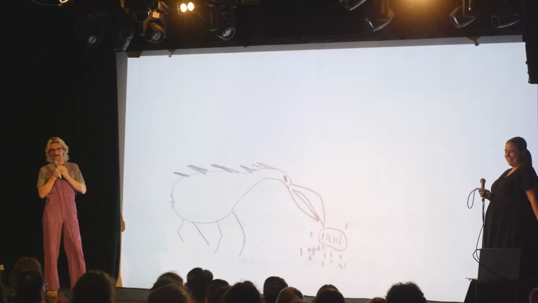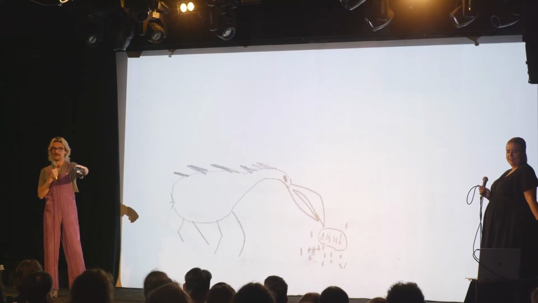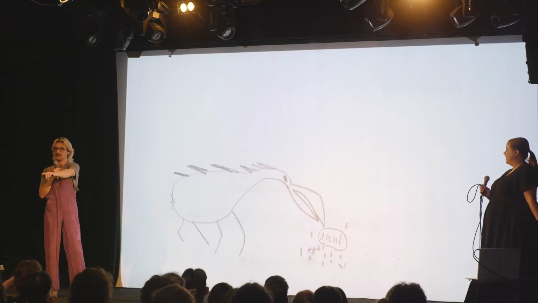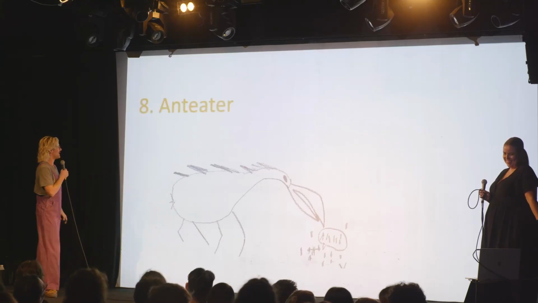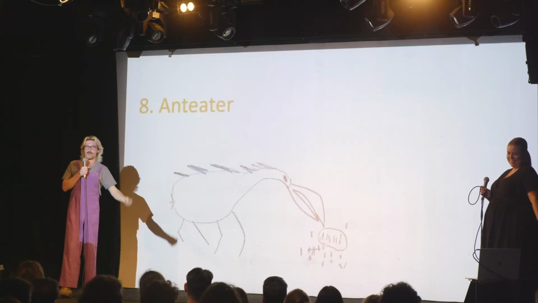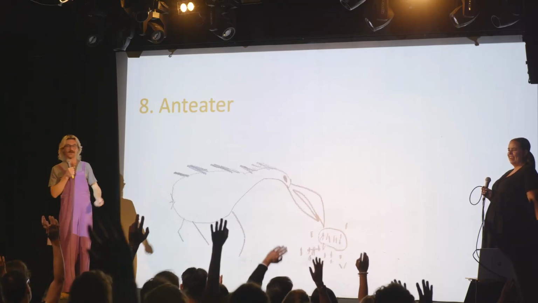Alrighty. What is it? Anteater! Look at the little guy! He's screaming for help! What is it drawn by? Hands up, child. Hands up, a PhD physicist.